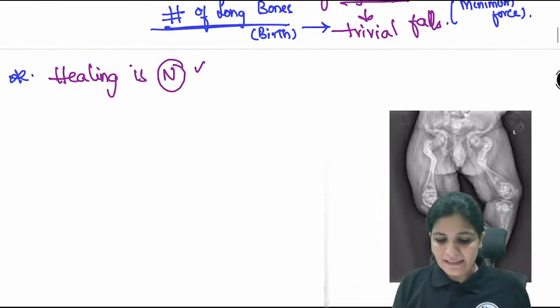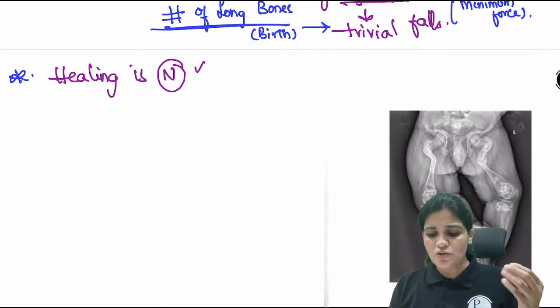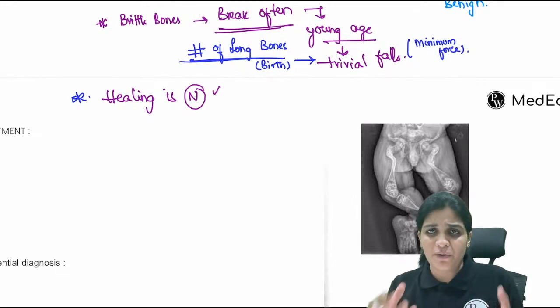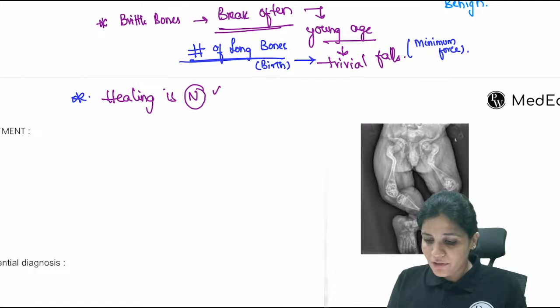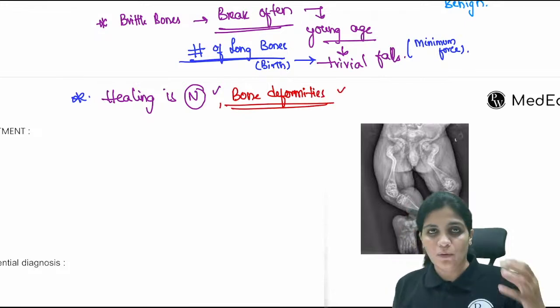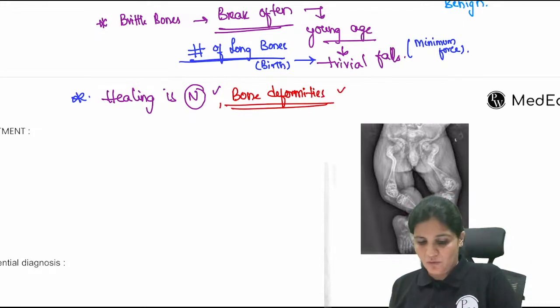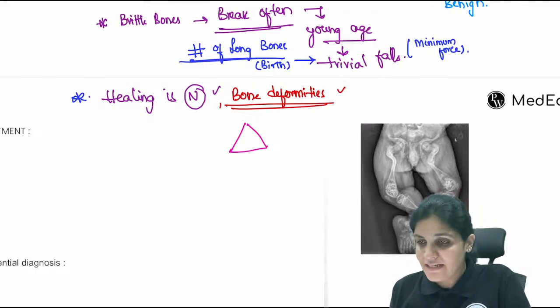What you have to remember is that healing is always normal, because the bones are very soft, as there is no collagen in them, and they break easily. Sometimes you can see bone deformities, because of the softness of the bone, they go into deformity. And what you have to remember is the triad in case of osteogenesis imperfecta.